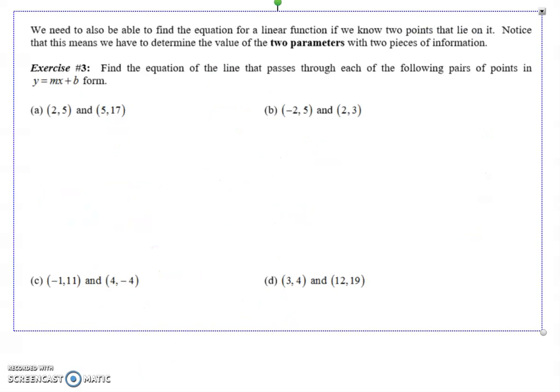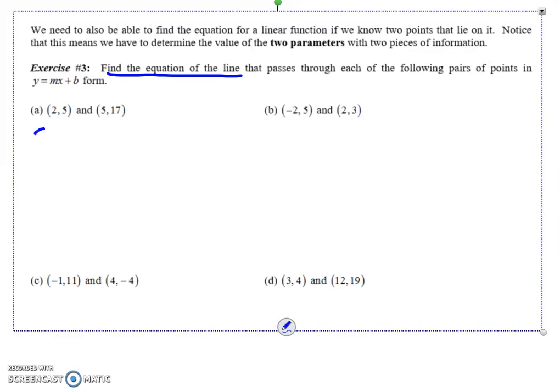When you go to the next page, we're not going to do all of these because I think you're going to find it to be very similar to what we just did. The only difference between what we did on the front and what we're doing right now is we're finding the equation of a line without a graph.